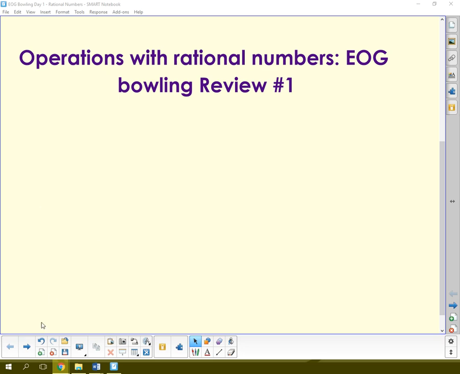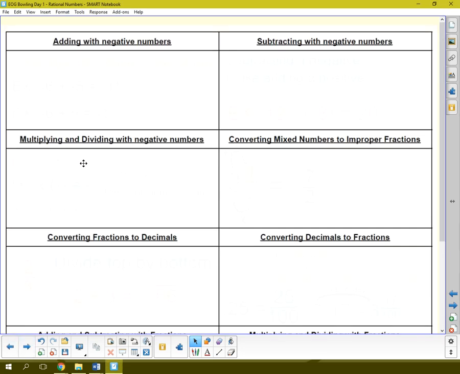Today we're going to start EOG Review Bowling number 1. We're going to start with rational numbers. This was unit 1 and unit 2 that we talked about this year with positive and negative numbers, integers, and fractions and decimals. We're going to go ahead and get started.